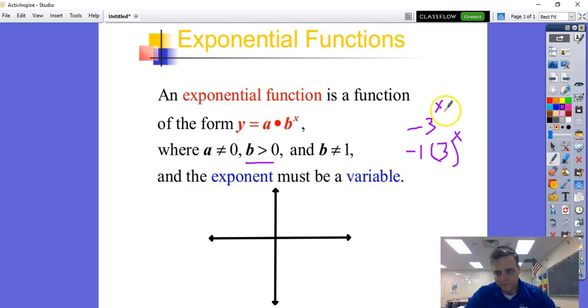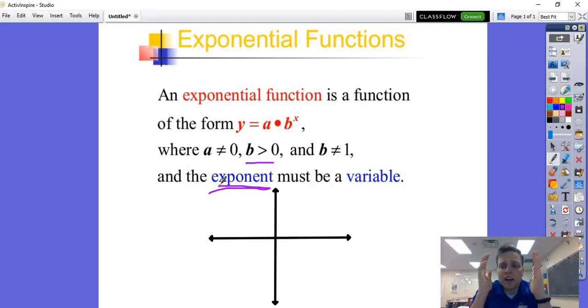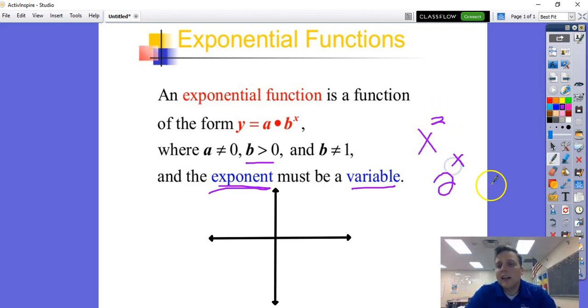Okay? And we assume that b does not equal 1 because 1 raised to any number is 1. And the exponent, this is what makes an exponential function exponential. The exponent must be a variable, okay? So a lot of times students see something like this. They see x squared and they're like, oh, that's exponential. No, this is quadratic. 2 to the x is exponential because the exponent is a variable, okay?